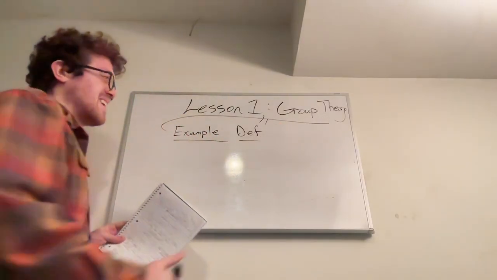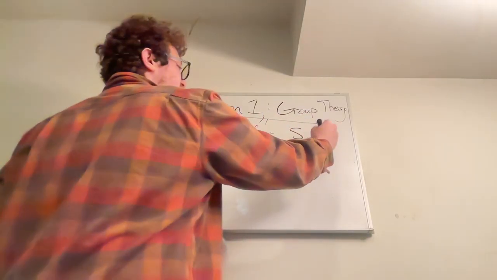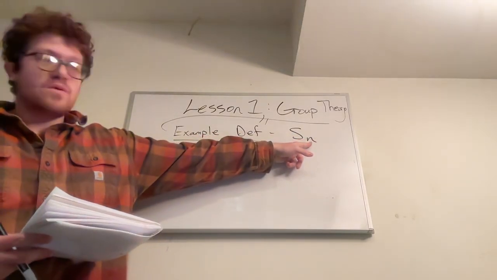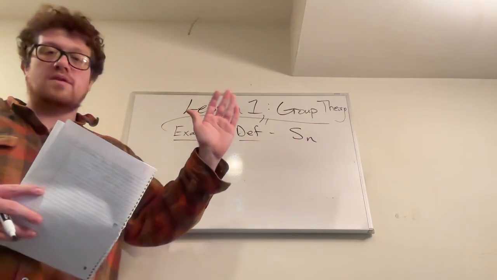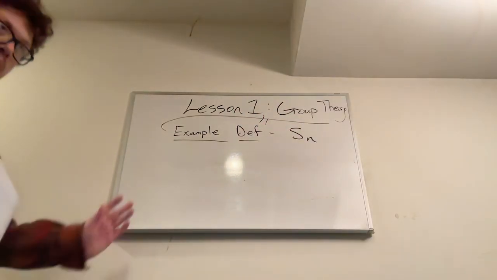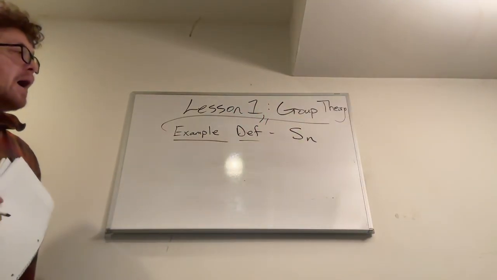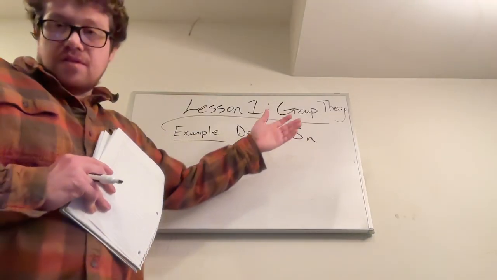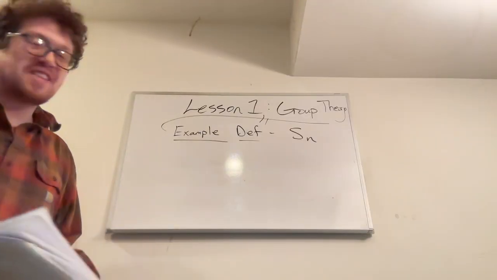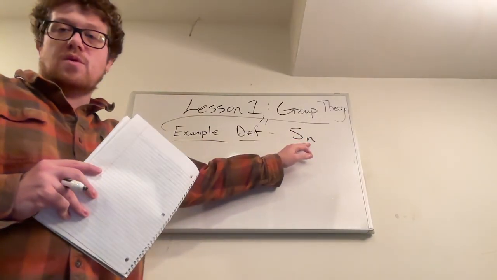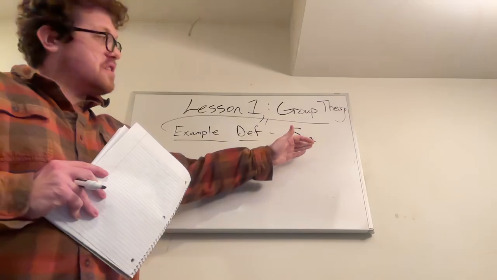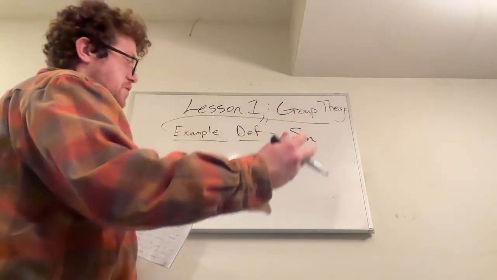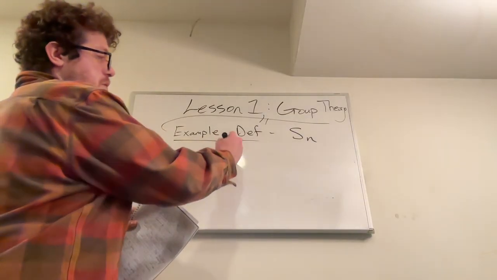So the example, and a definition I guess, is Sn, usually written like this. This is the symmetric group on n elements, or usually it's the numbers 0, 1, 2, up to n minus 1, or 1 through n, either way. So Sn, how do we define this? Yes, exactly, I see it in the comments. Permutations. So these are the permutations, or in other words, they're bijections of a set with n elements to itself.